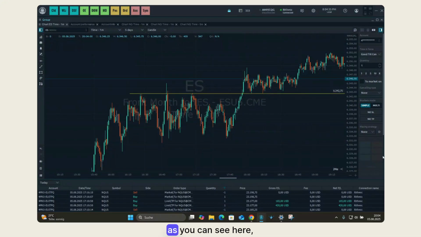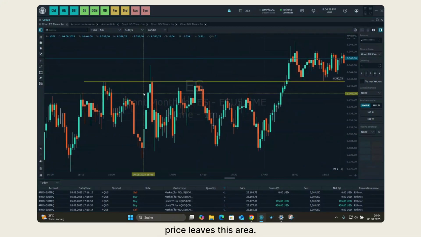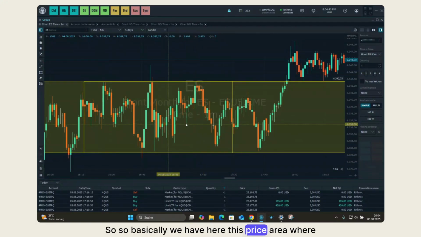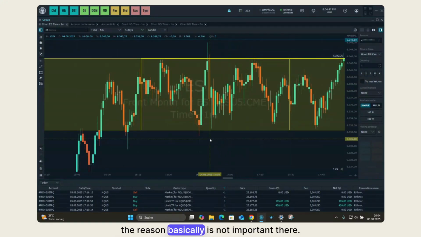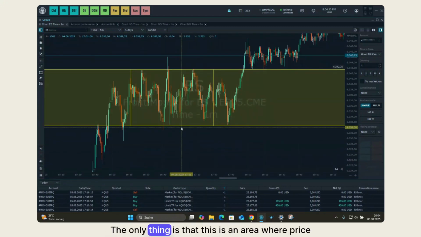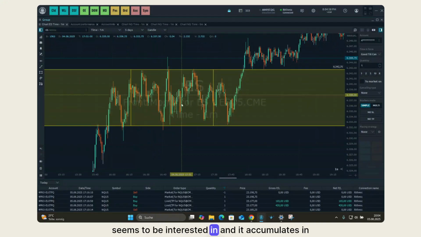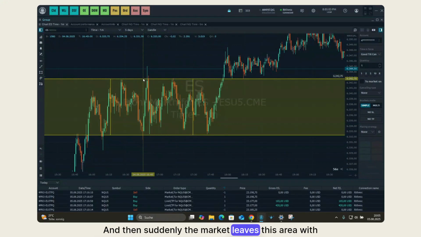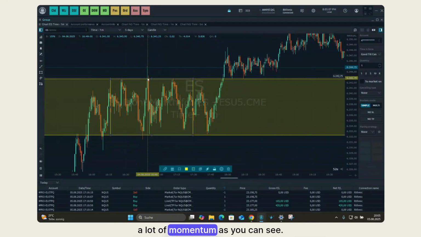The thing is this, as you can see here, I make it bigger. Price leaves this area. Let's make it big. So basically we have here this price area, where the reason basically is not important. You don't have to think about the reason right now. The only thing is that this is an area where price seems to be interested in, and it accumulates in this area. And then suddenly the market leaves this area with a lot of momentum, as you can see.